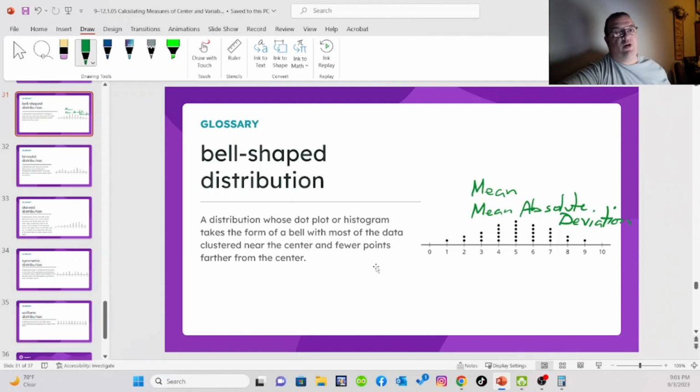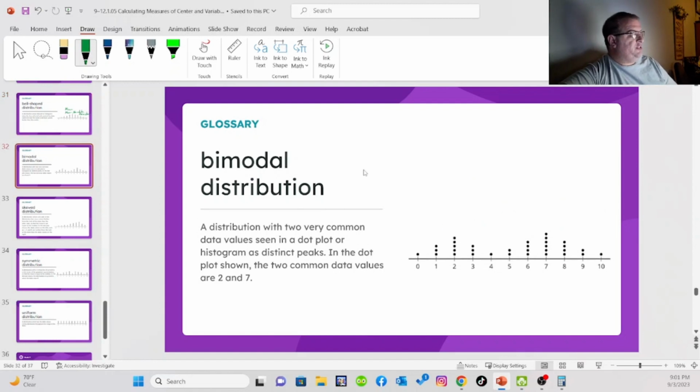There will be questions on your test that require you to understand how the shape of a distribution changes which measure of center and which measure of variability you use. So if you have bell-shaped distribution, which makes it symmetrical, then you can use the mean and the mean absolute deviation.